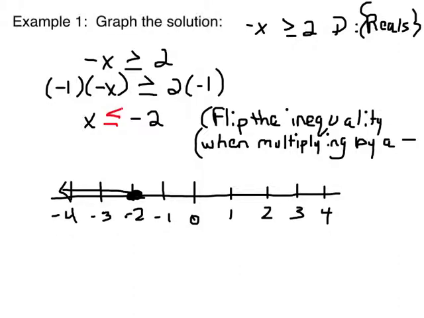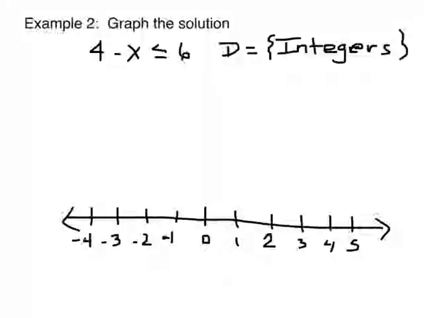So this new sign is what we're going to actually graph. x is less than or equal to negative 2. Because it contains the line that means equal to, we're going to start on negative 2. We're going to do a closed circle because it includes negative 2. And then we're going to go left because x is less than negative 2.